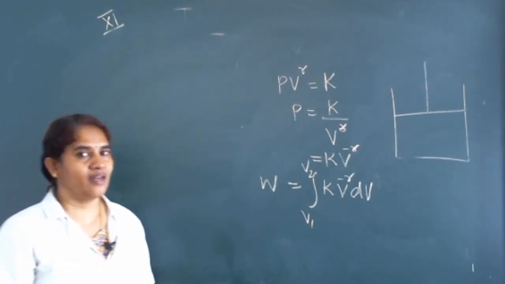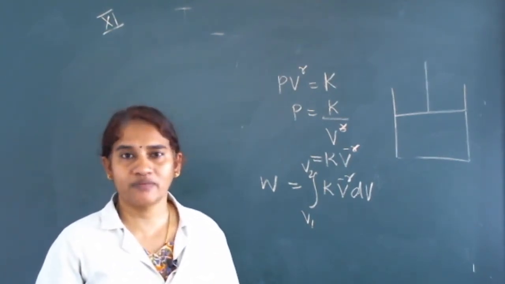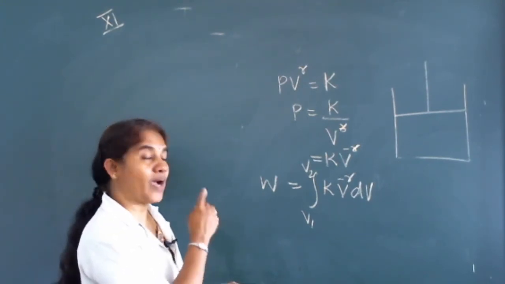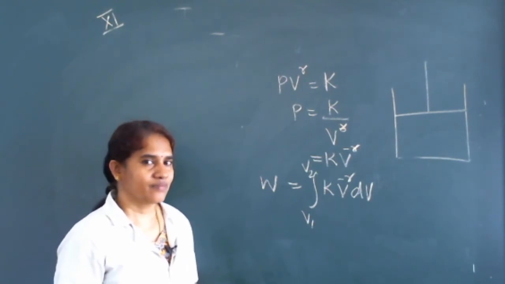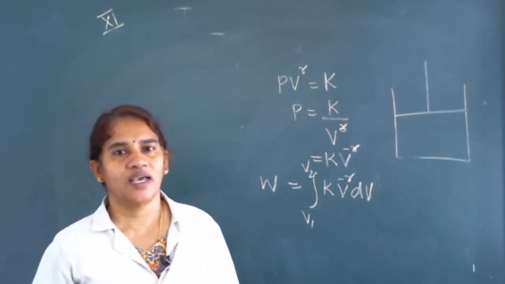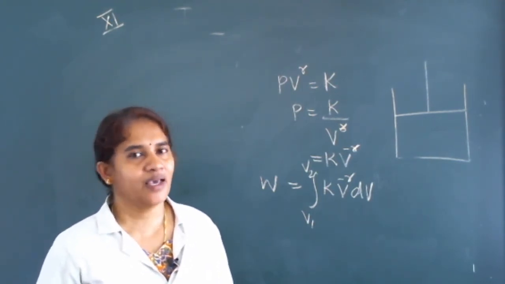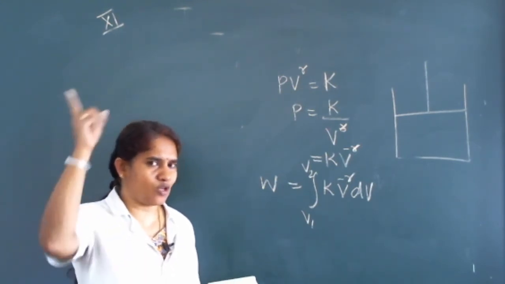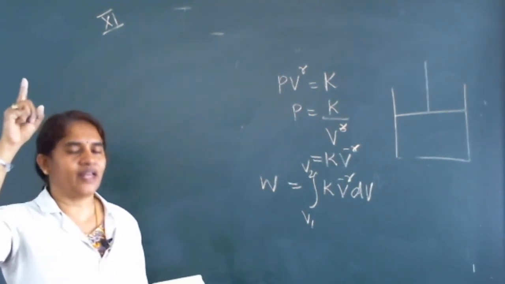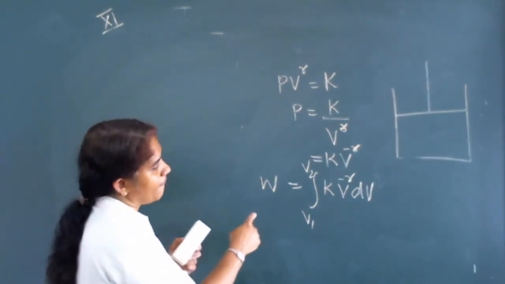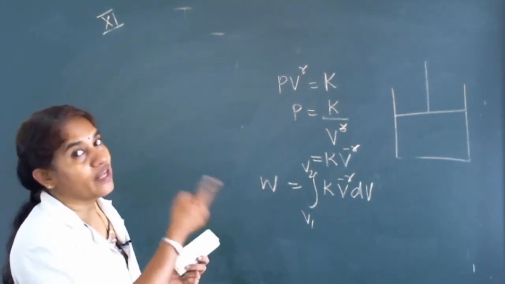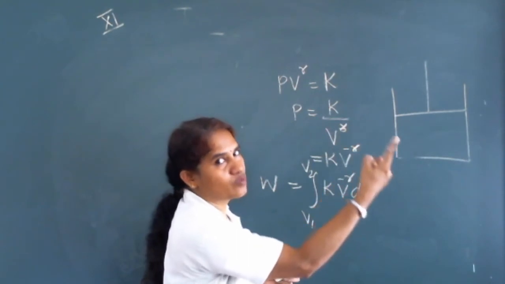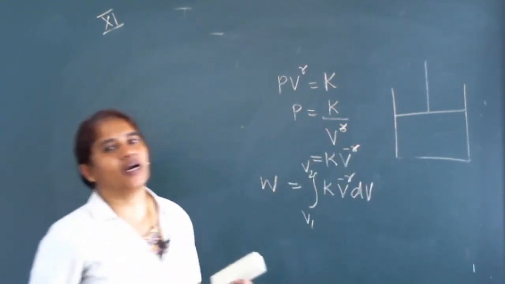What is the integral of x raised to minus n? The integral of x raised to minus n is x raised to minus n plus 1 divided by minus n plus 1, isn't it? It is just the opposite of differentiation. So, the integral of x raised to n is x raised to n plus 1 divided by n plus 1. Here n is minus gamma. So, minus gamma plus 1 divided by minus gamma plus 1.